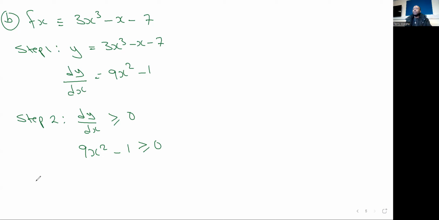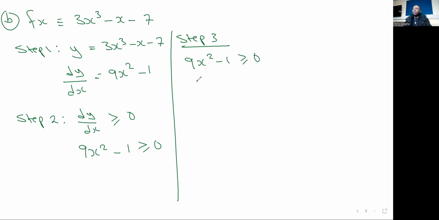So let's go to the next step, step 3. We then have to simplify. We have 9x squared minus 1 is greater or equal to 0. Take 1 to the other side, so 9x squared is greater or equal to 1. Divide both sides by 9, and we have x squared is greater or equal to 1 over 9.